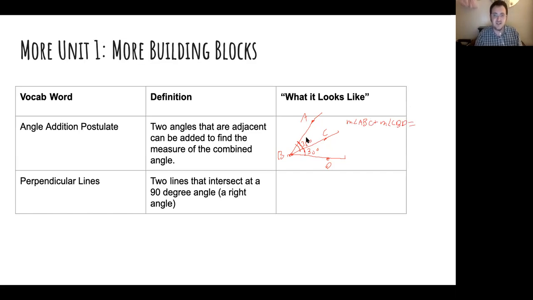So I'll maybe make that in lime green. So 30 plus 35 is 65 degrees. So that would be the measure of angle ABD. And that is 65 degrees. And we get that by just adding 30 and 35 degrees.